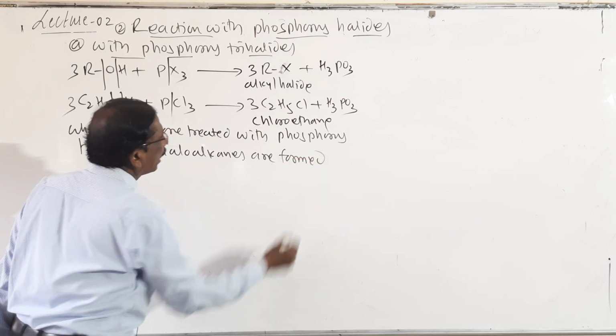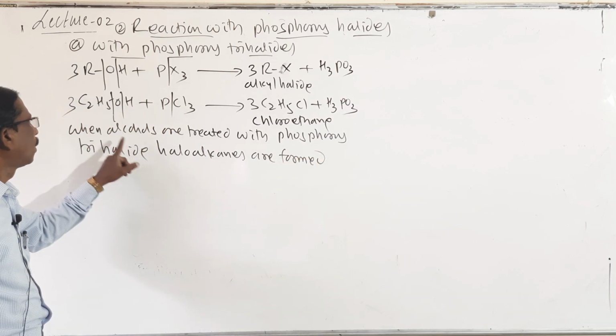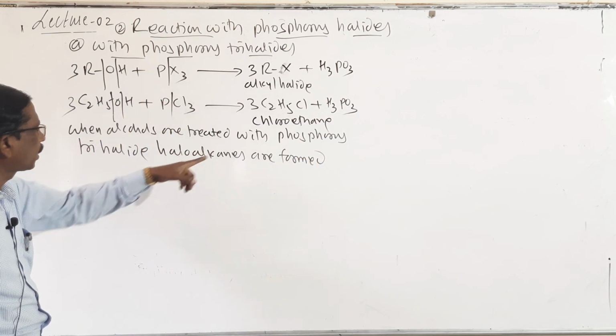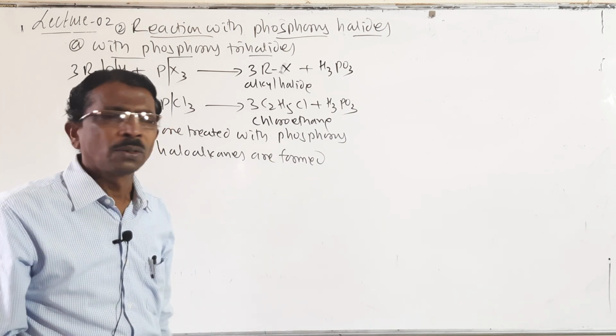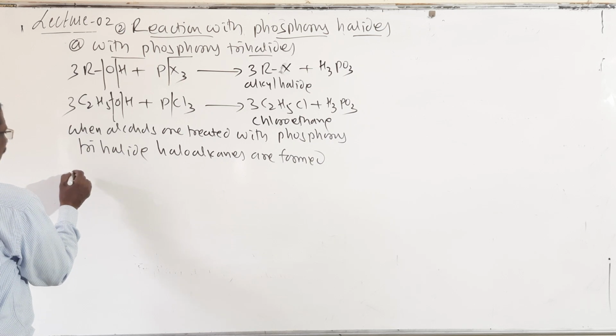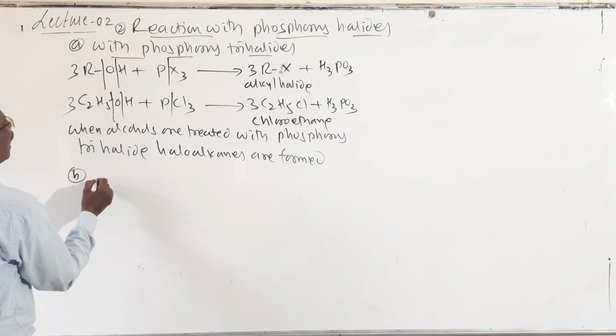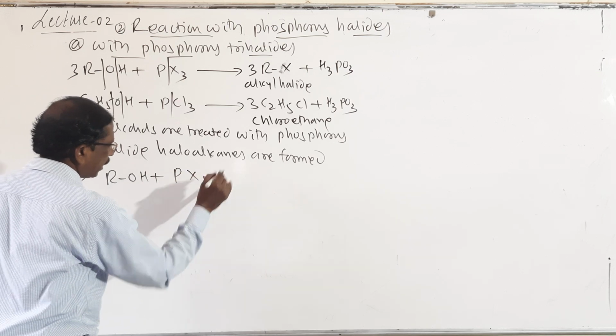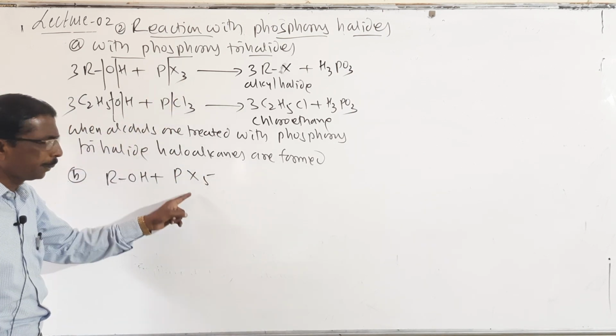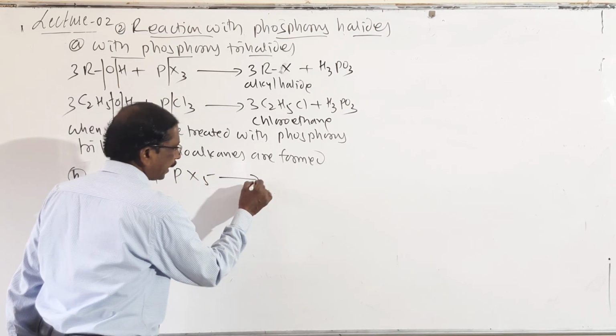Or you may write alkyl halide is formed instead. So when alcohols are treated with phosphorus trihalide, haloalkanes or alkyl halides are formed. Students, here the second one: when alcohols are treated with phosphorus pentahalide, PX5, then what happens here?